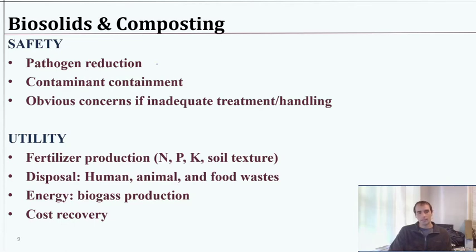Okay, so then there's finally the last safety concern, kind of an obvious one: if we are inadequately treating or handling it. You know, people getting sick from exposure to the biosolids themselves, or if the biosolids aren't treated properly, then what happens?